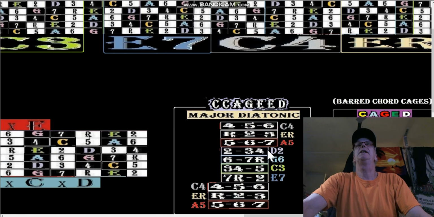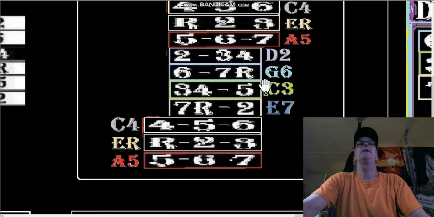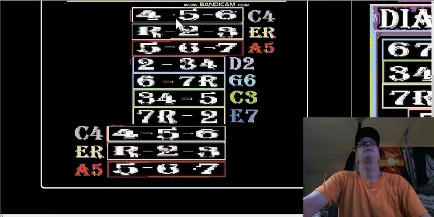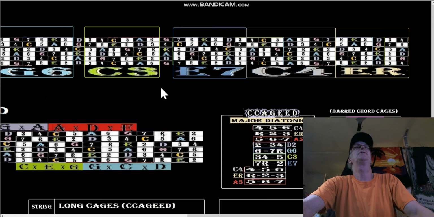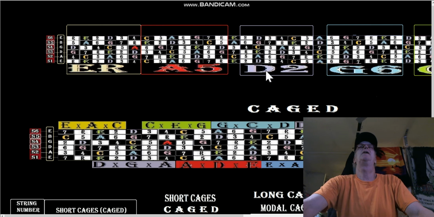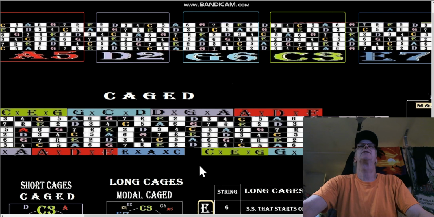Now, if you look at this, we've got pretty much the same thing. The ER, okay, but then what happened? We went from ER to the 4, we went to the A cage, so we're kind of going backwards here. So then we went to the C4 cage. Let's see if that's the way it is. We went ER, A5, D2, G6.